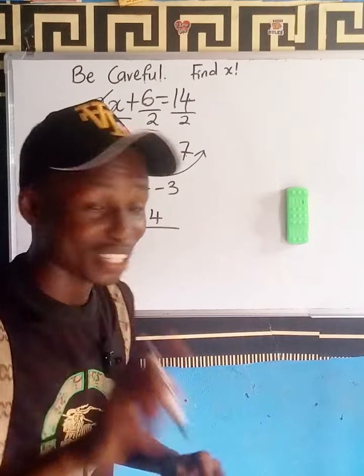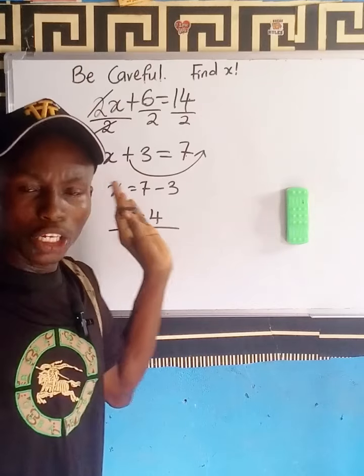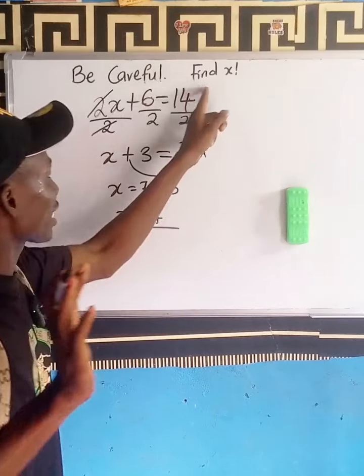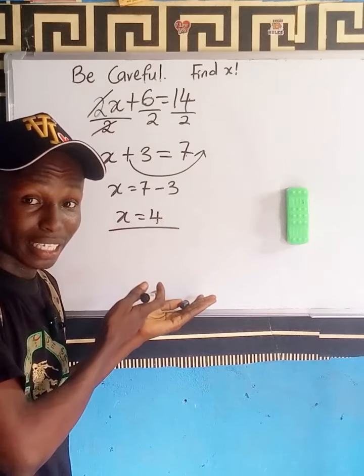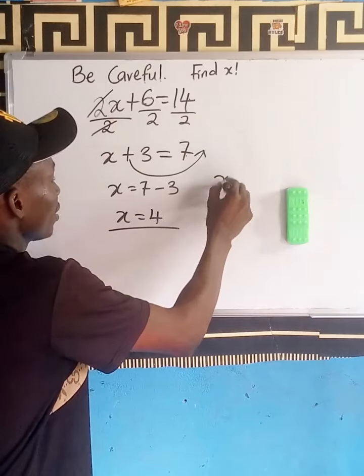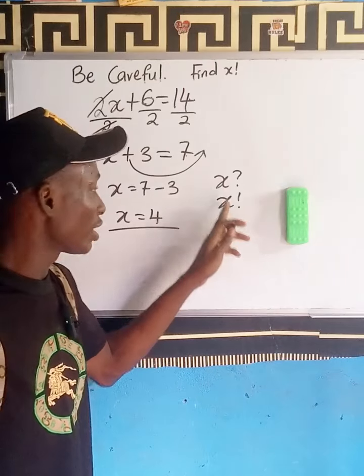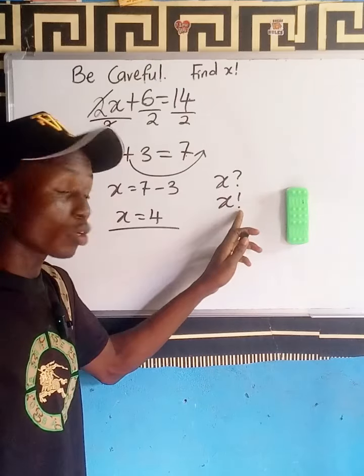And this is where most of you stop. You think this is your answer, 100% sure. But you are not answering the question we are asked. We are asked to find x factorial, but you are finding only x. Take note of the difference between this and this. This simply means x factorial. This is the equal sign, okay? And this is the exclamation mark.